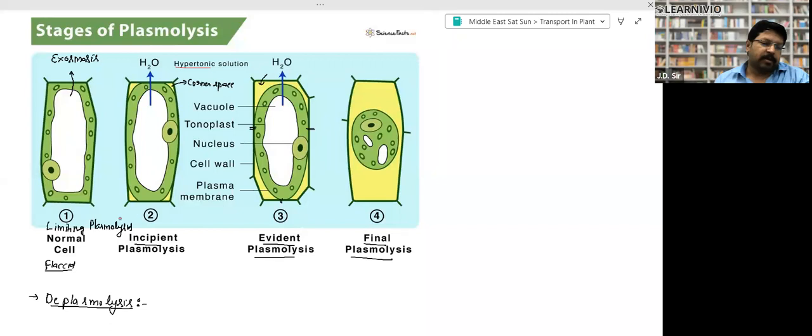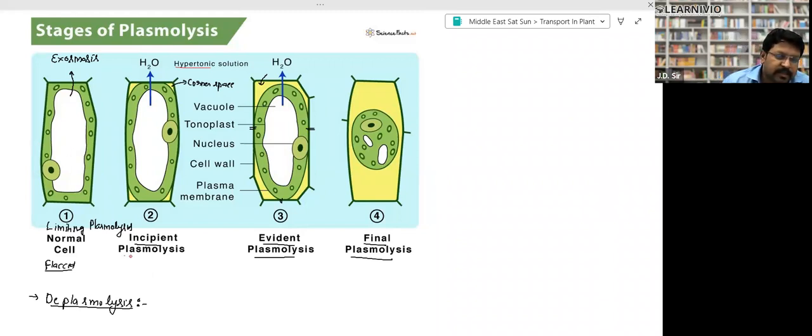Now what will happen? The second thing is the plasmolysis, right? So what is limiting plasmolysis? This first diagram is of a normal cell, right? So when exosmosis takes place, we call it limiting plasmolysis. First, limiting plasmolysis will take place. So what is limiting plasmolysis? When exosmosis starts taking place and the cells start becoming loose and the water is coming out from the vacuole, this is called limiting plasmolysis.